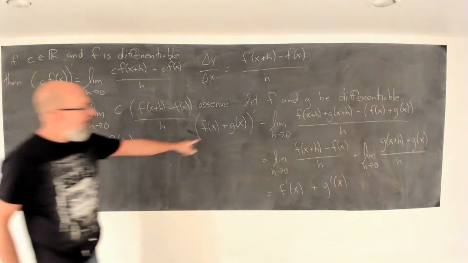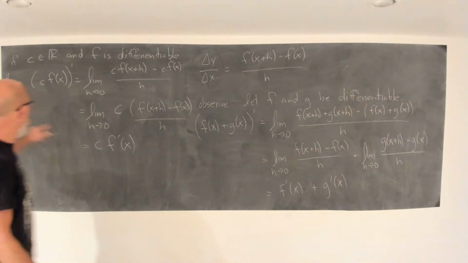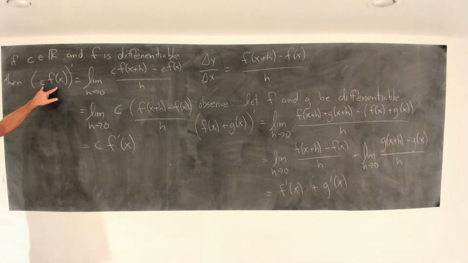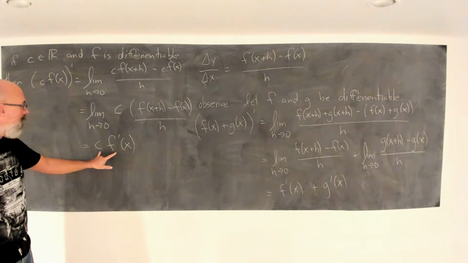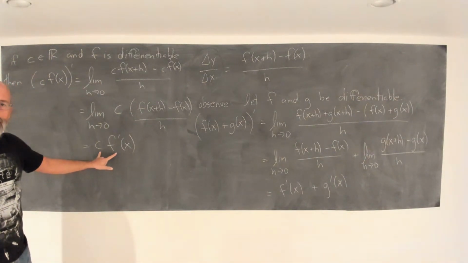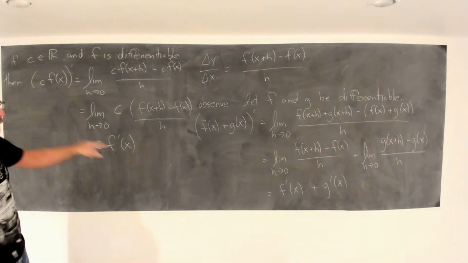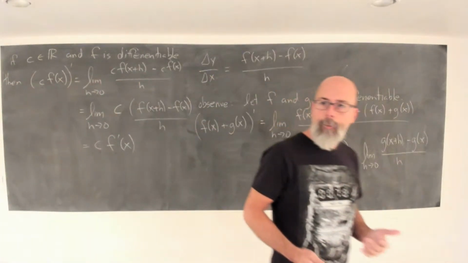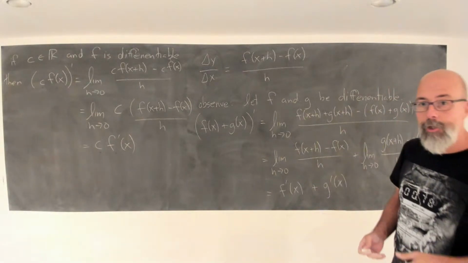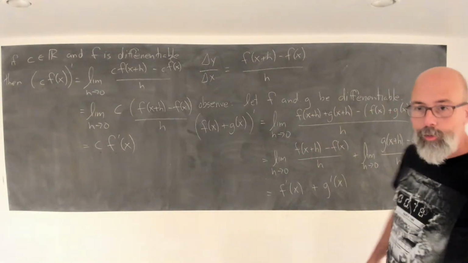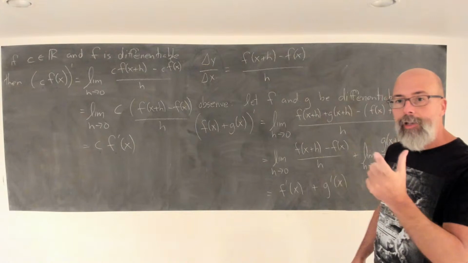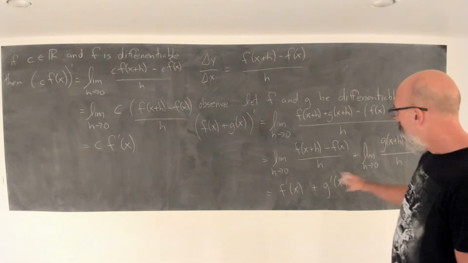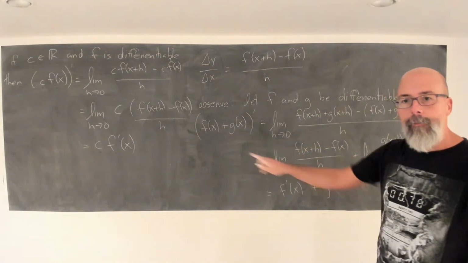So the derivative of a sum is the sum of the derivatives. The derivative of c times a function is c times the derivative of that function. These two properties together are known as the linearity property of differentiation. And this goes back to the linear algebra thing, that linear portion. The derivative is linear.